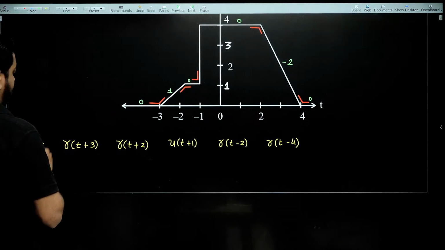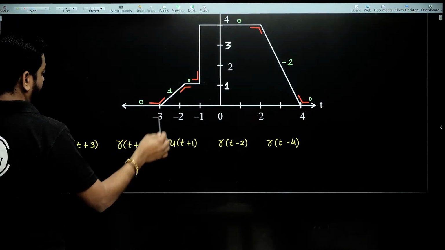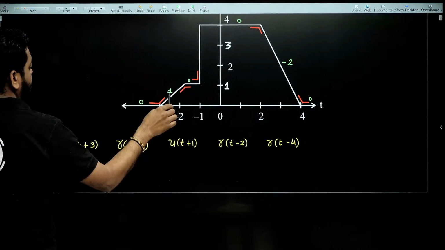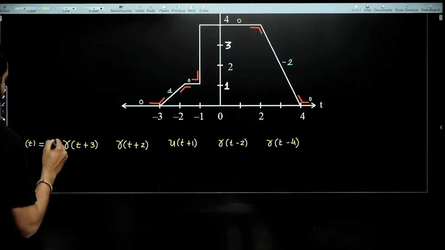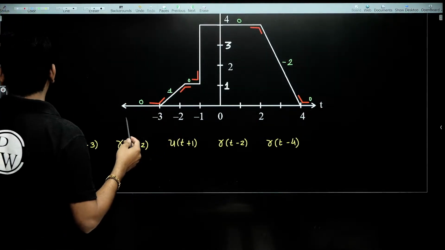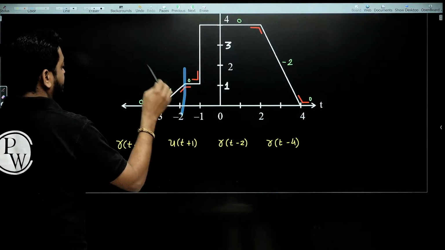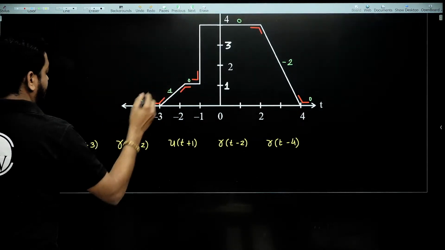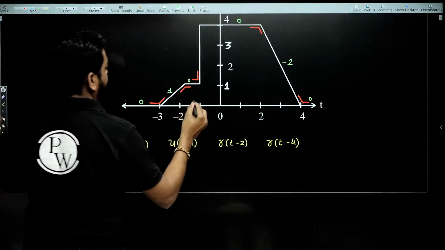Now for the ramp function, we need the change in slope. At t equal to -3, what is the change in slope? Next slope minus previous slope. The next slope is 1, the previous slope is 0. What is the change in slope? 1 minus 0, so the change in slope is 1, guys. At this point, what is the change in slope? Next slope minus previous slope, so it is 0 minus 1, that is -1.